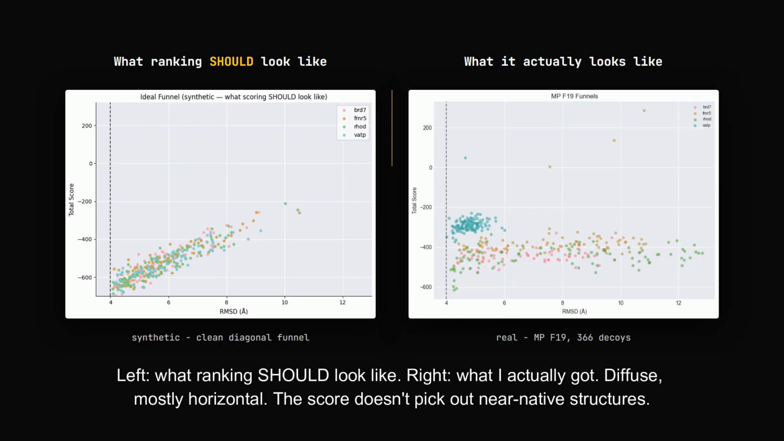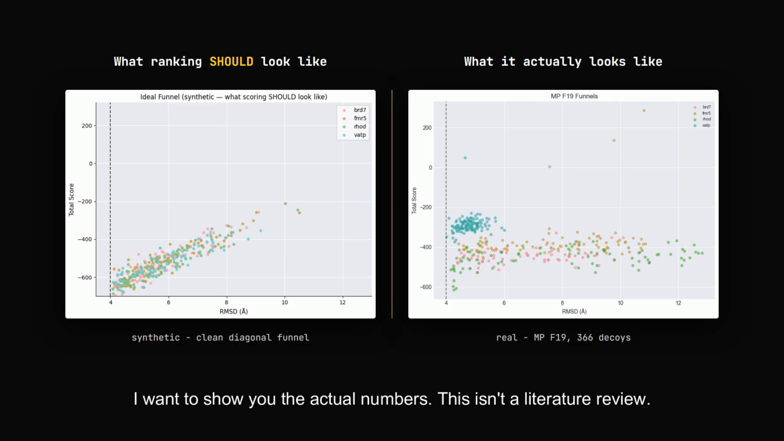Here's the contrast. On the left, what ranking should look like if the score works. Points cluster in the bottom left, low energy, close to native. On the right, what I actually got. Diffuse, mostly horizontal. The score doesn't pick out near-native structures. It just sorts structures by energy, regardless of how close they are to reality.